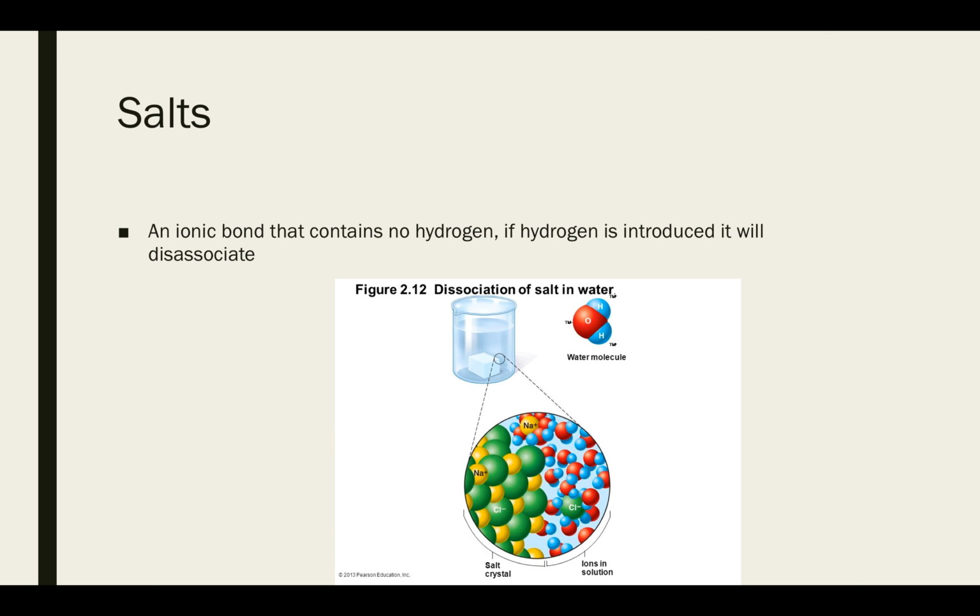Now on to salts. A salt is an ionic compound that contains no hydrogen, because if it did contain hydrogen, it would be an acid. Salts dissociate in water, and if you don't know what dissociate means, look at the picture I put down below. You can see in the picture there's a cube of salt in water, and you can see the water is going straight to the salt and pulling it apart.